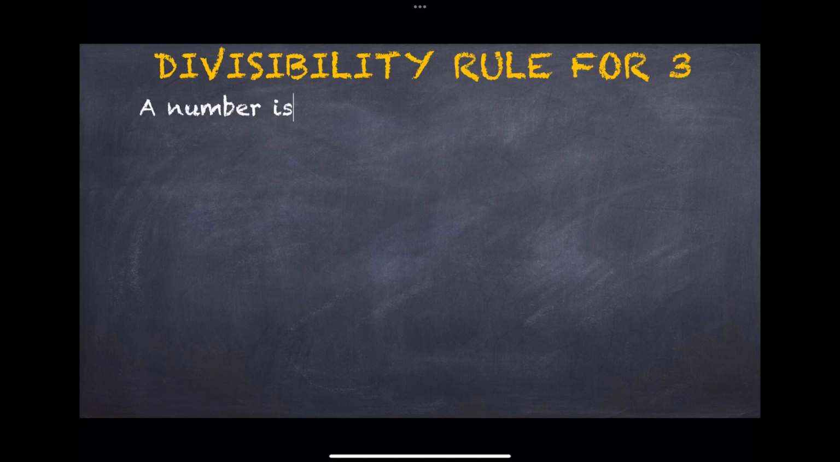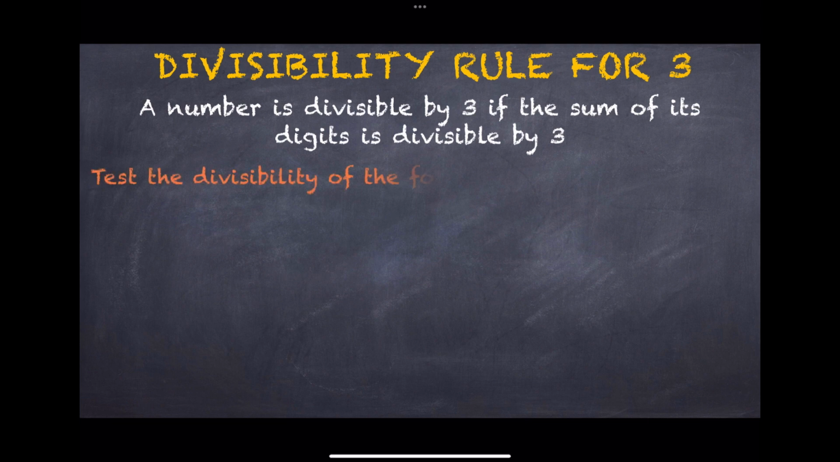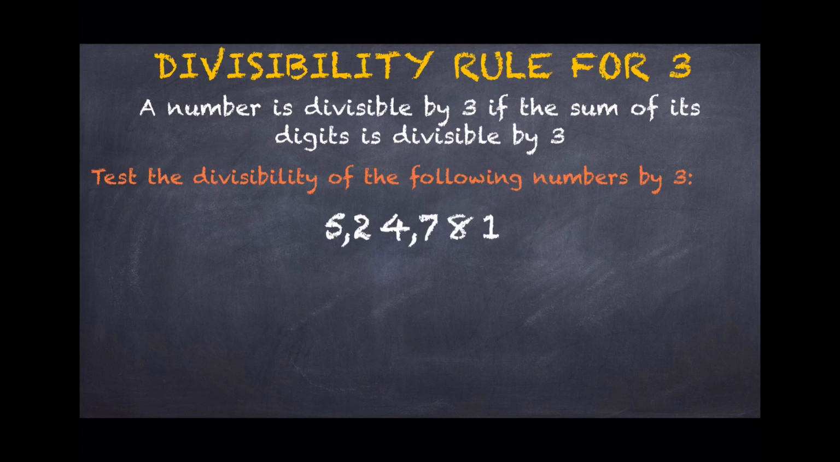Divisibility rule for 3. A number is divisible by 3 if the sum of its digits is divisible by 3. Let us take a few examples to understand this rule. First we have 524781, which is 5,24,781. According to the divisibility rule for 3, we must add all the digits and see if the sum is divisible by 3.